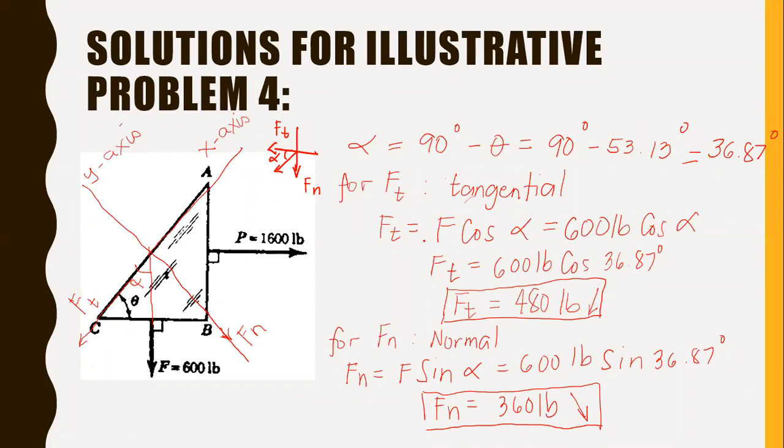And then for FT, that is equal to F cosine alpha, which is equal to 600 pounds cosine alpha. FT is equal to 600 pounds cosine 36.87 degrees, which is equal to 480 pounds. Okay, for FN, we have F sine alpha, 600 pounds times sine 36.87 degrees. FN is equal to 360 pounds. Okay, the direction is this one.